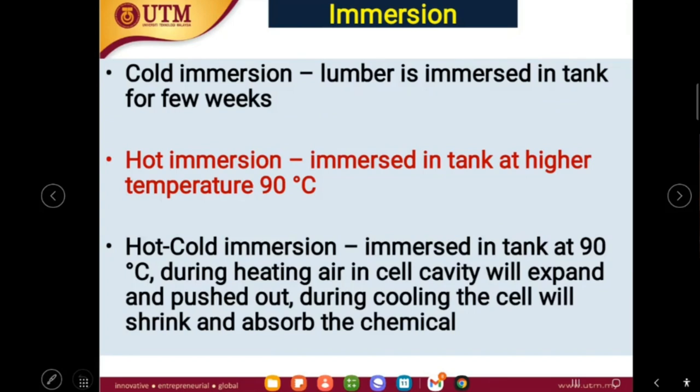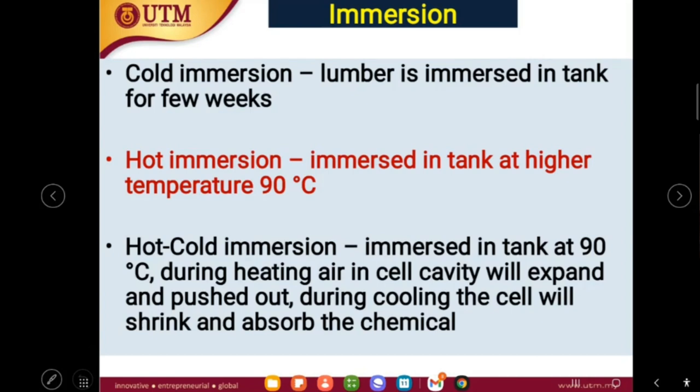Okay, and then immersion also. We have a cold immersion, which is where the lumber is immersed in the tank for a few weeks at normal temperature. And then we have hot immersion, where we immerse in a tank at higher temperature, which is about 90 degrees Celsius. And then we also have the hot cold immersion, where we immerse the timber or the lumber in the tank at 90 degrees Celsius.